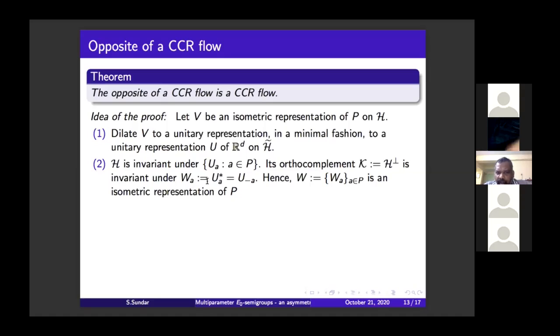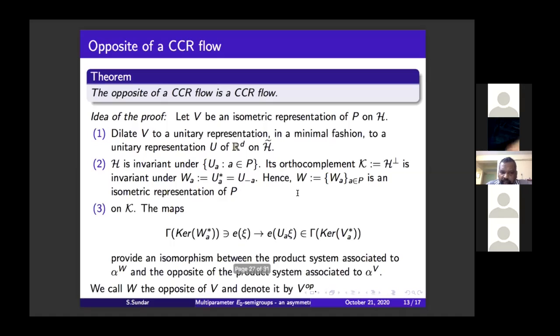Now you restrict U minus A to HA and call it WA. Now WA is an isometric representation of P on K, because U is a semigroup of unitaries, W is a semigroup of isometries on K. Now with this, it is very easy to exhibit an isomorphism between the product systems.